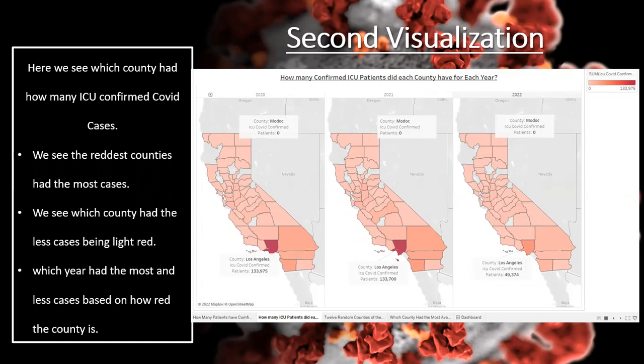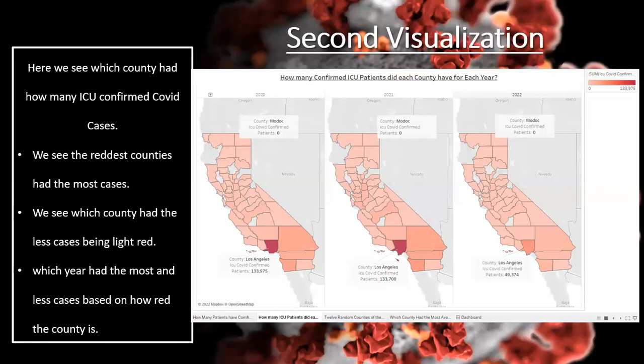We see that this is how many patients they had in the ICU with confirmed cases. Here, I pointed out Los Angeles having over 100,000 cases each year, but in 2020, as of November, they almost have 500,000 cases. And I want to showcase one smaller county with a population of about 10,000 or less, which was Modoc, which had no ICU confirmed cases these past 3 years.